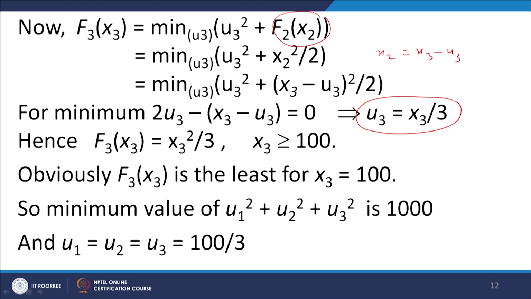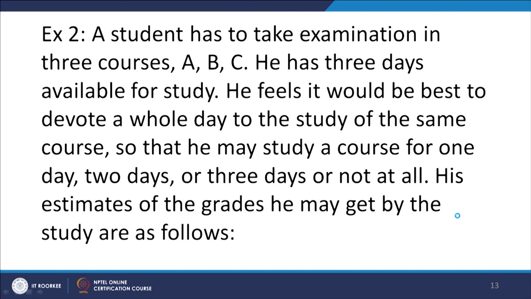Now, we know that x3 is greater than or equal to 100. This is the condition that has been given in the problem. So, F3 x3 is the least for x3 exactly equal to 100. So, the minimum value of u1 squared plus u2 squared plus u3 squared is 100, sorry, this should be 100 squared divided by 3, and automatically by going backward you can see that u1 is equal to u2 is equal to u3 is equal to 100 by 3. So, that is the solution of this problem.